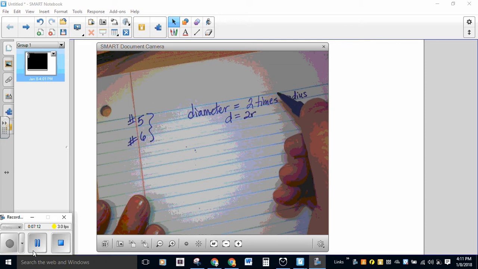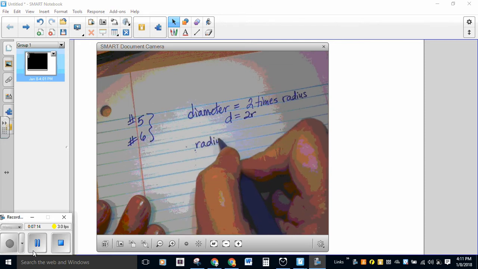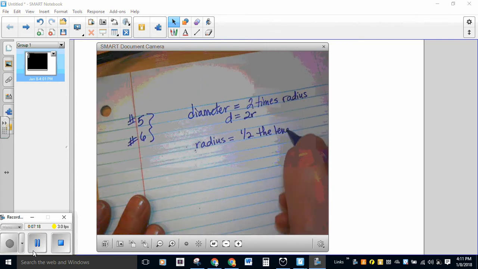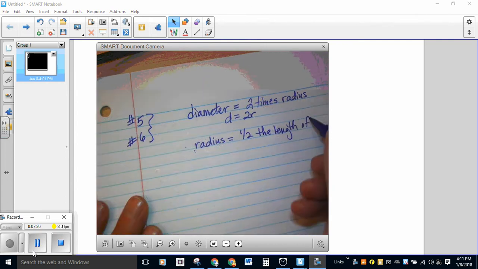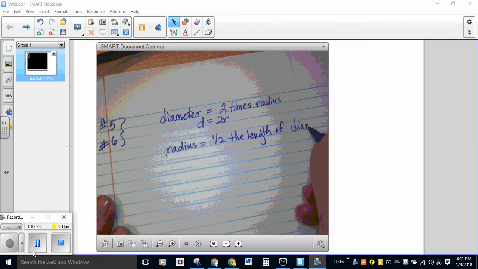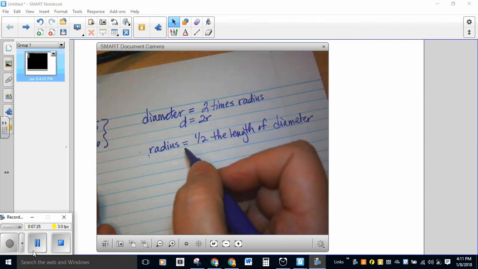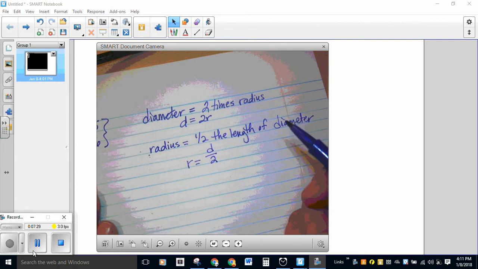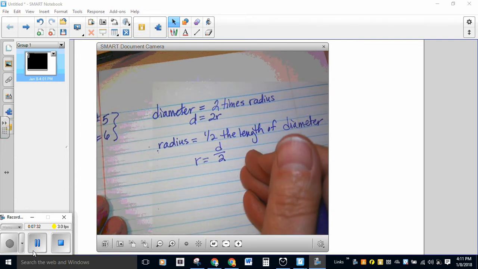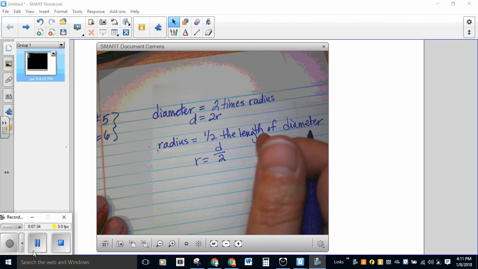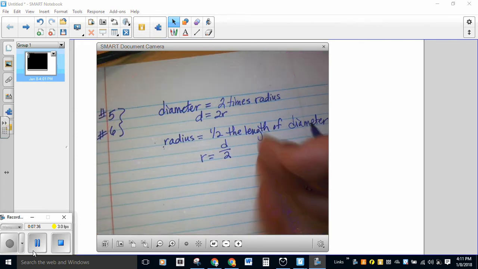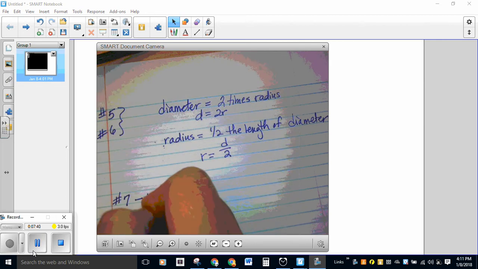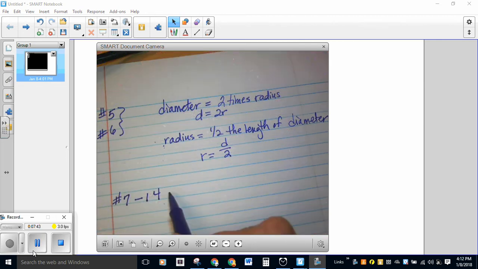The radius is half the length of the diameter. So that means R is equal to D divided by 2. Okay? So all you have to do is plug in and solve. So I'm not going to go over how to do that because you should be able to figure that part out. All right. For number 7 through 14, I thought it was through 12, but through 14, those are vocabulary words.